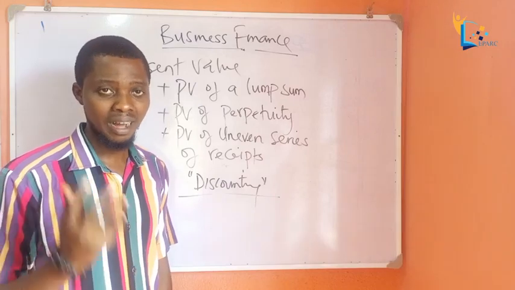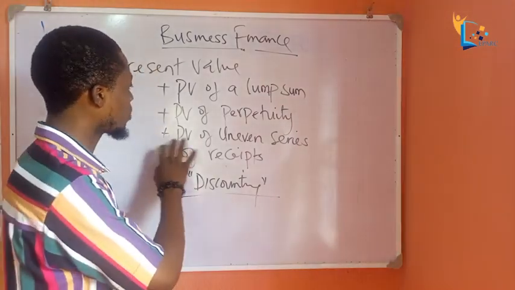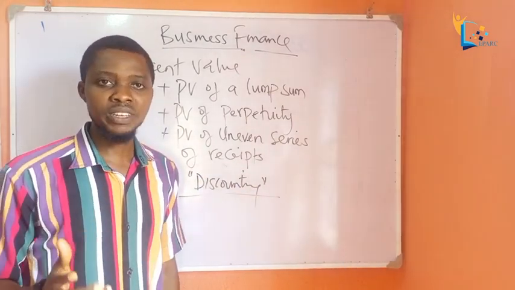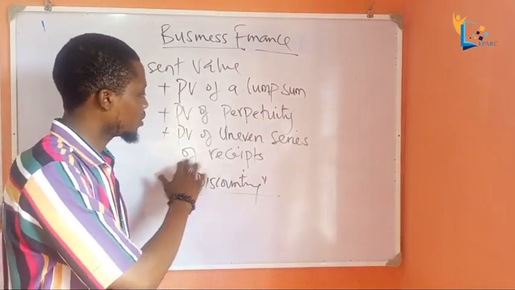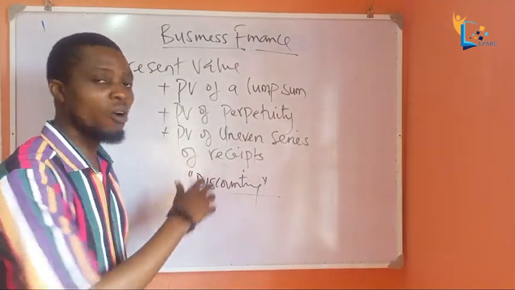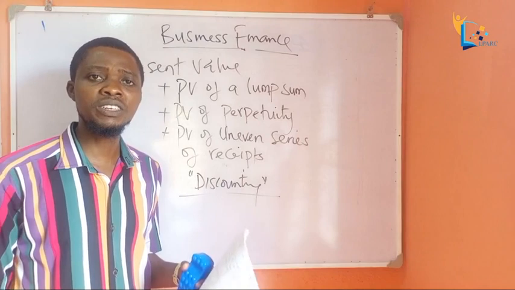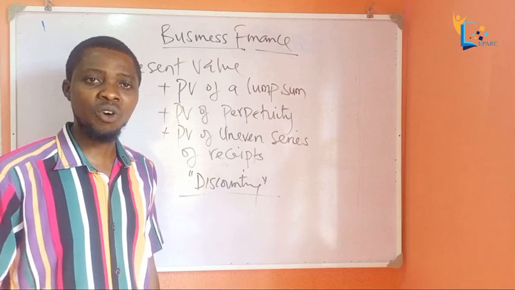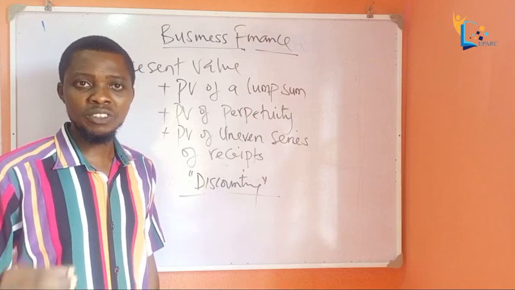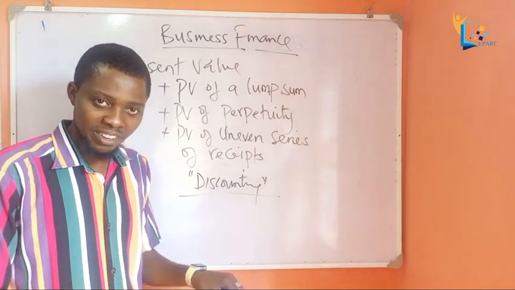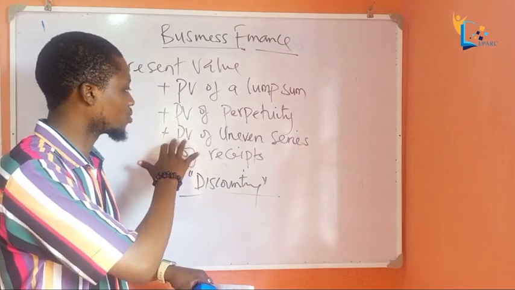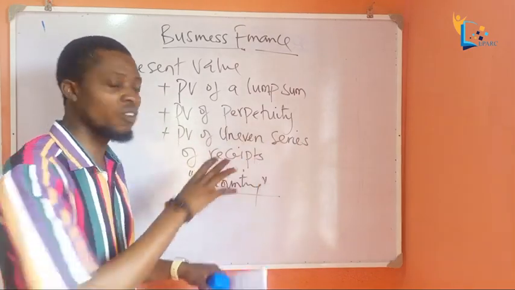Discounting, that's the process of determining the present value of what? A fixed amount. Now, when we say present value of an uneven series of receipts, this is what we mean. It's simply the sum of the present value of the dividend components of the stream. The sum of it is what is known as the present value of an uneven series of receipts.